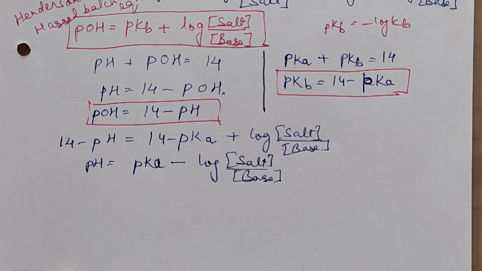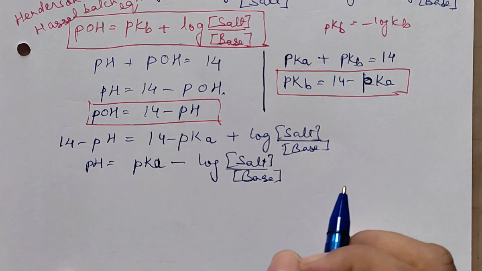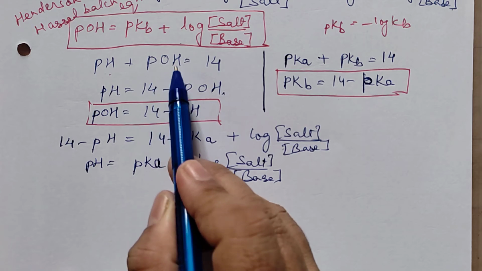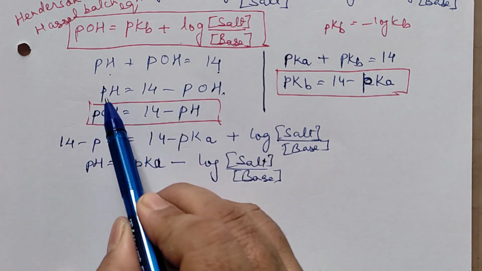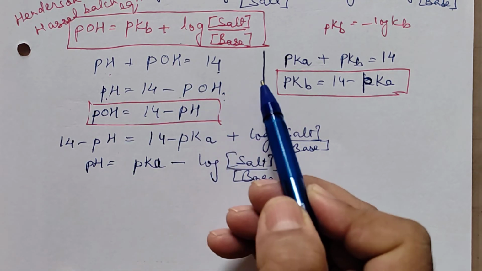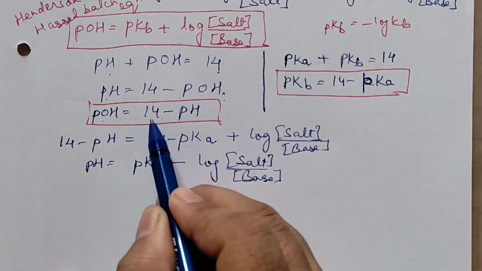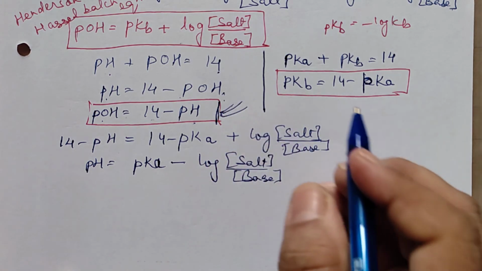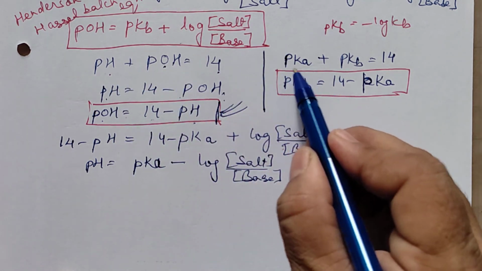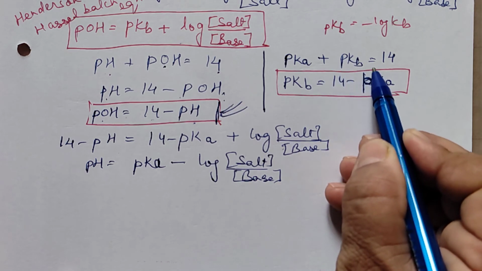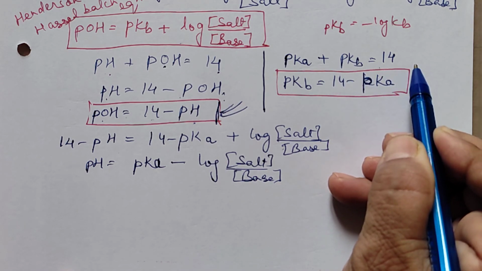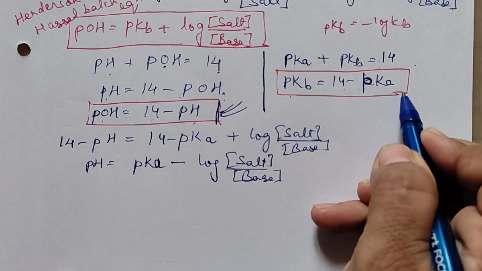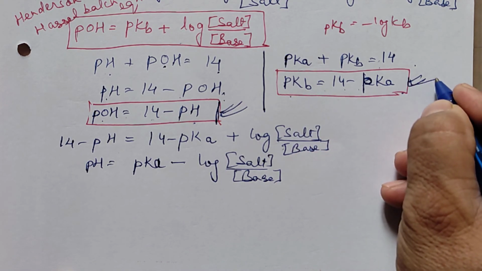Okay, now at times you may have different forms also. Like I said, pH plus pOH is 14. So pH is 14 minus pOH, or we can say pOH is 14 minus pH. So please note this equation. Second, in a similar manner we can also write pKa plus pKb is equal to 14. If this is there, pKb can be written as 14 minus pKa. So note this equation also.